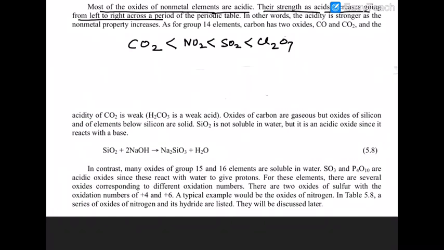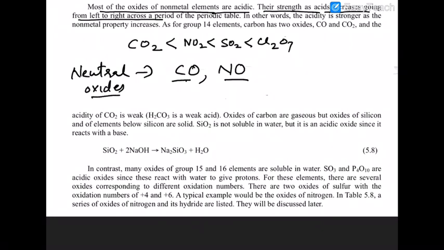Similarly, there are certain oxides which are neutral in nature. Like you have carbon monoxide or you have nitric oxide. Nitric oxide and carbon monoxide are the two neutral oxides. They are neither acidic nor basic. CO and NO, memorize that. Both are neutral oxides.